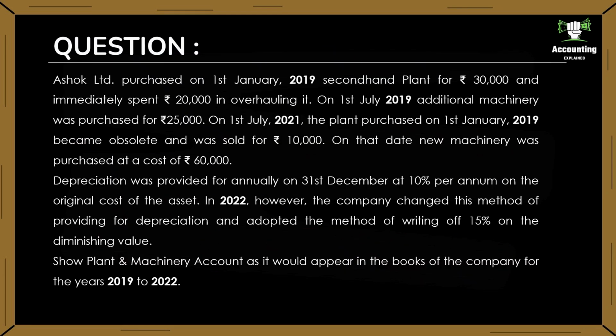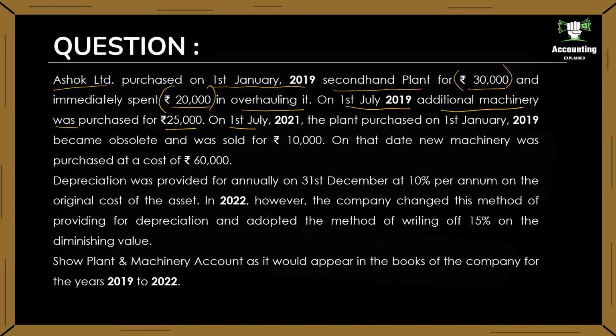Dear students, now let us solve an exam question for the prospective method of depreciation, where SLM method of depreciation is changed to WDV method. Ashok Limited purchased on 1st January 2019 second-hand plant for rupees 30,000 and immediately spent 20,000 in overhauling it. So, for taking the cost of the plant to our ledger account, we have to take 30,000 plus 20,000, that is 50,000. On 1st July 2019, additional machinery was purchased for rupees 25,000.